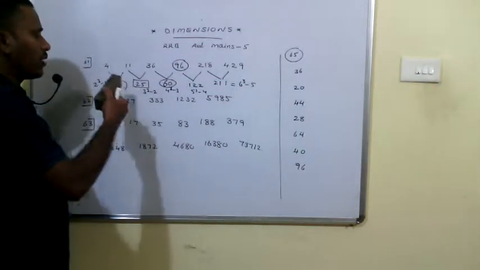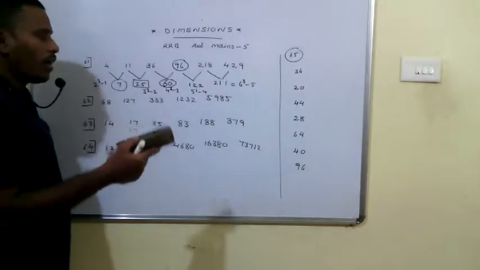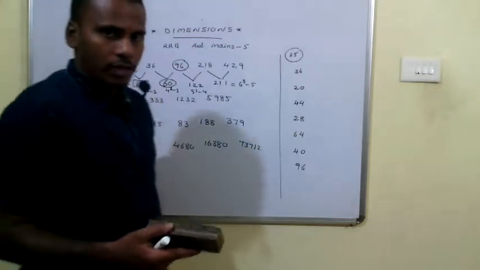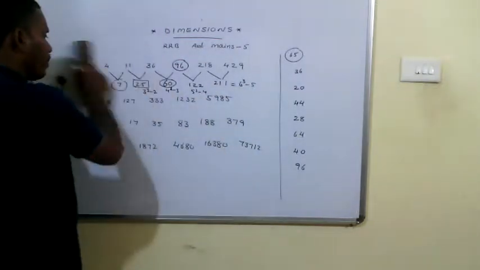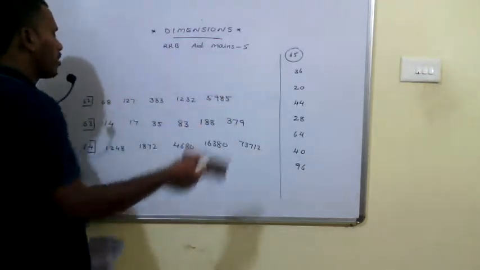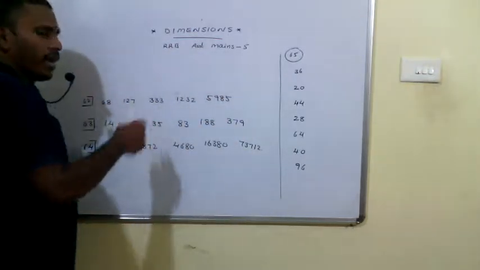Here the differences of the numbers are of the format a perfect cube minus its previous number, like 2 cube minus 1, 3 cube minus 2, 4 cube minus 3, like this. Then coming to the 62nd problem, the given numbers are like this.